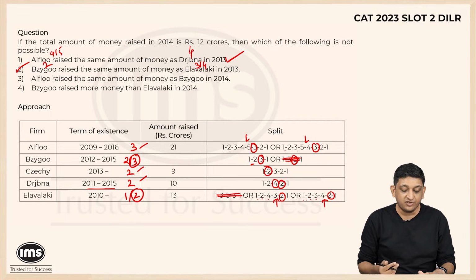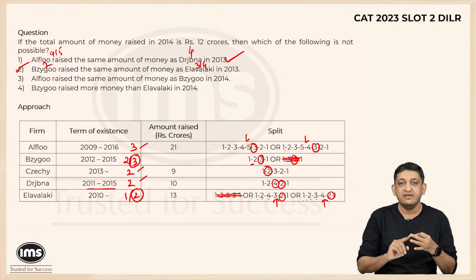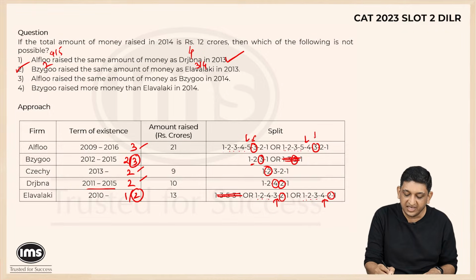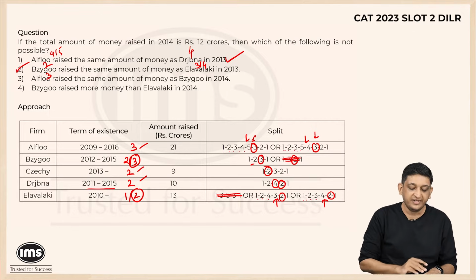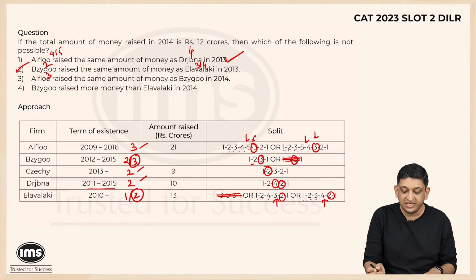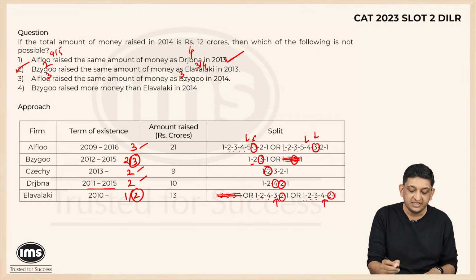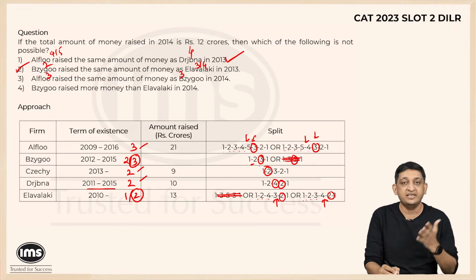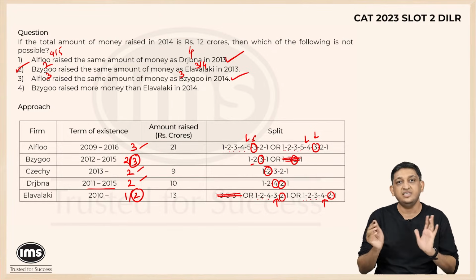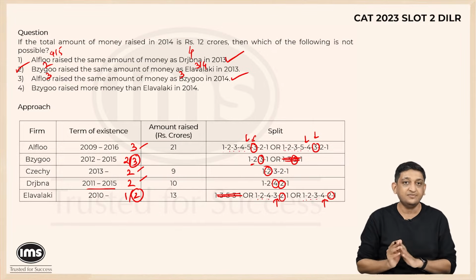A raised the same amount of money as B in 2014. So in 2014, 9, 10, 11, 12, 13, 14, sixth year of existence for A. So 1, 2, 3, 4, 5, 6, which will be 3, or 1, 2, 3, 5, 4, 3, which will again be 3. So we know that A would have raised 3 crores. What about B in 2014? It would have been the penultimate year of existence. So it will again be 3 because penultimate year is 3. And so we know for sure that this is again a true statement. Both of them have got 3 crores as funding.